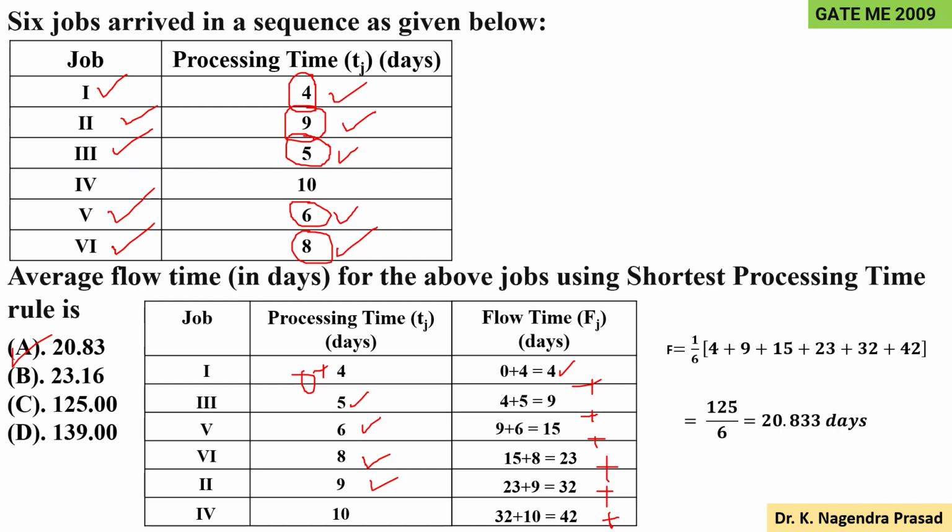20.83. So these are the previous GATE questions on single machine sequencing and scheduling.